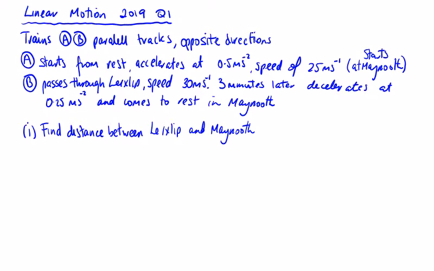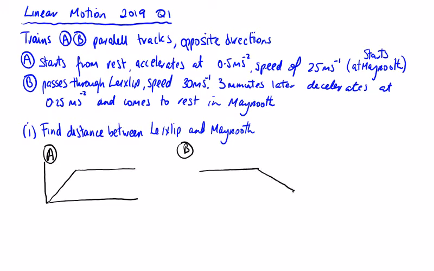Okay, so we've two things happening here. A is at rest and it leaves, accelerates, and it goes like this. So we have a graph that looks like this. And train B is going at a constant speed and then decelerates and comes to rest. So I think we have enough information with B to find the distance between the two.